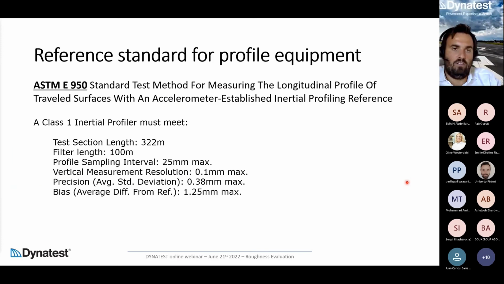Just an idea of the reference standard requirements for a class 1 inertial profiler. It is very important that the profile sampling interval maximum is 25 millimeters and the vertical resolution is 0.1 millimeter. So these are the two main characteristics of a class 1 inertial profiler.